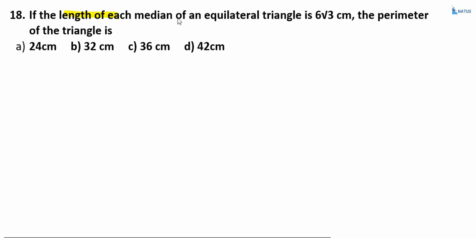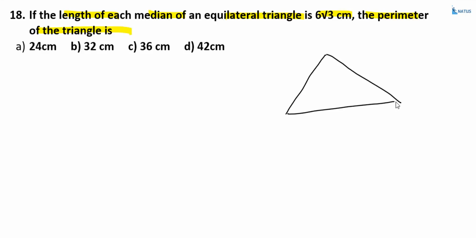If the length of each median of an equilateral triangle is 6 root 3 centimeters, the perimeter of the triangle is. Now, suppose this is one equilateral triangle and suppose side is A. Side is A. And this is the median. And what is the median? That's what we require. So let us take median is equal to M.